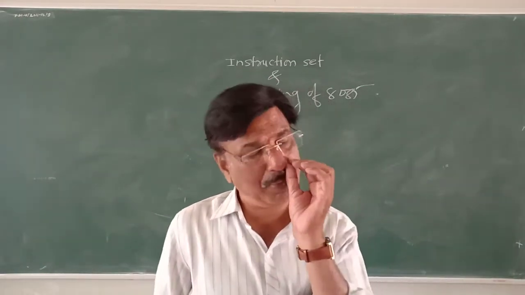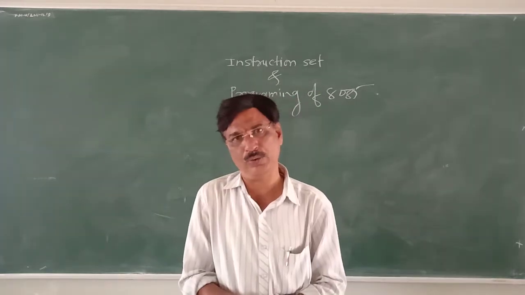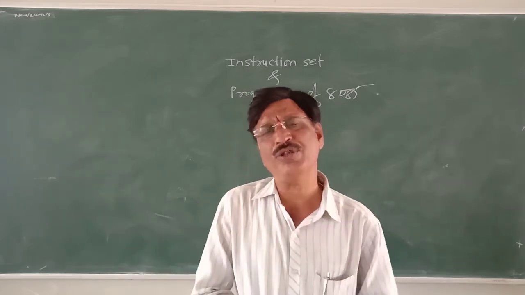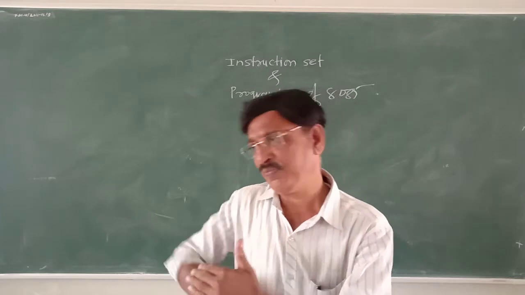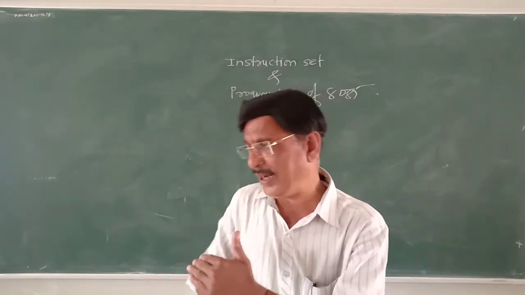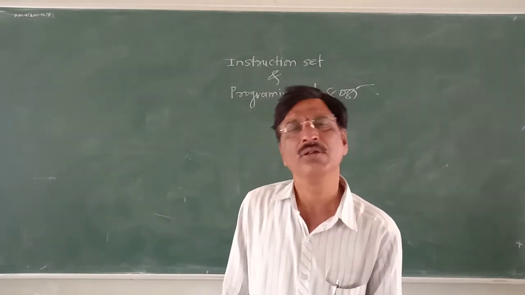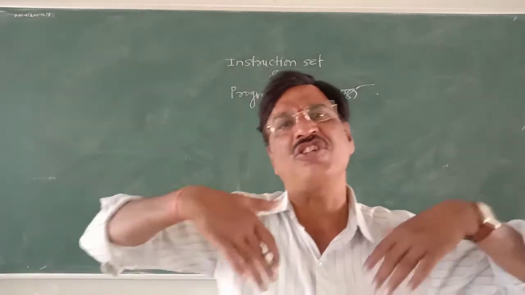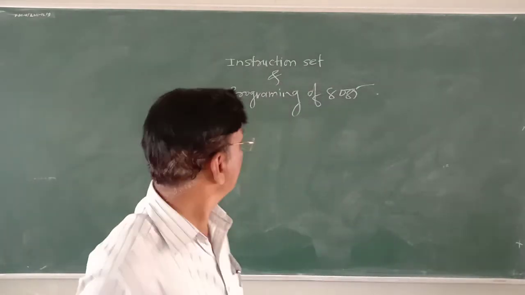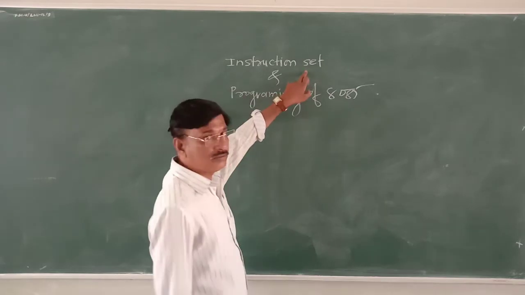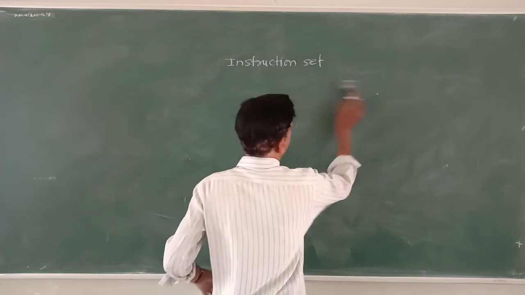In the last chapter we have seen introduction to microprocessor and organization of 8085. In introduction to microprocessor we have seen definition of microprocessor, evolution of microprocessor, functions of microprocessor, then features of 8085, addressing modes, T-state, machine cycle, instruction cycle, etc. Now it is time to learn instruction set and programming of 8085. So first, instruction set.